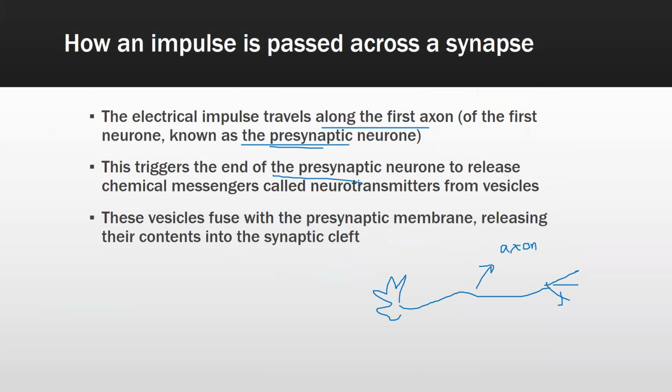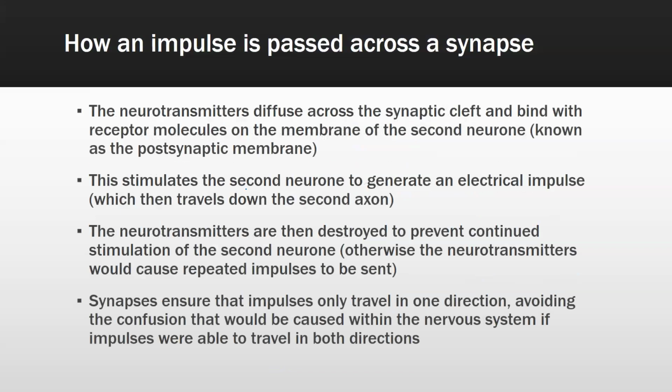This triggers the end of the presynaptic neuron to release the chemical messages called neurotransmitters from vesicles, and these vesicles fuse with the presynaptic membrane, releasing their contents into the synaptic cleft. The neurotransmitters diffuse across the synaptic cleft and bind with the receptor molecules on the membrane of the second neuron, which we call the postsynaptic membrane. Now this will stimulate the second neuron to generate an electrical impulse. Having received it in chemical form, with no bridge further ahead, it transfers it back into an electrical impulse inside its axon.